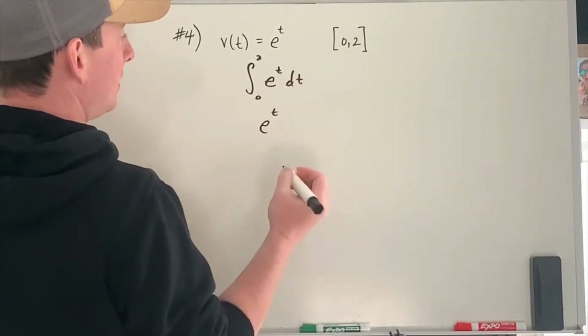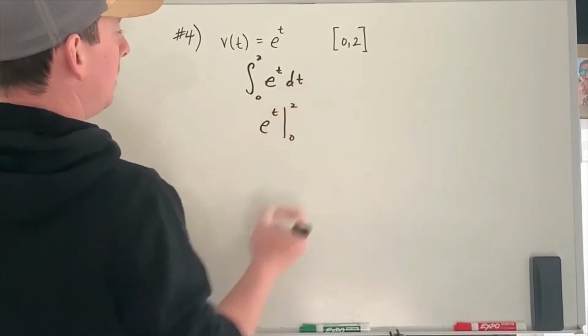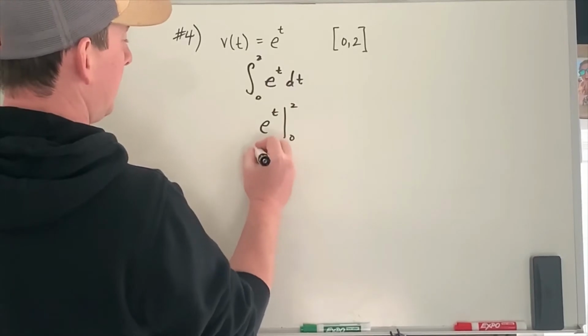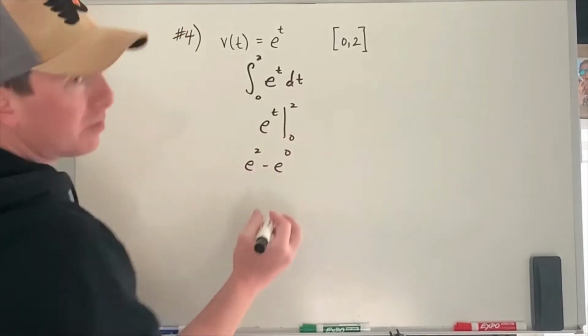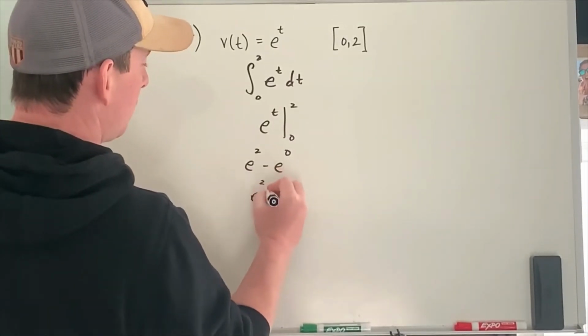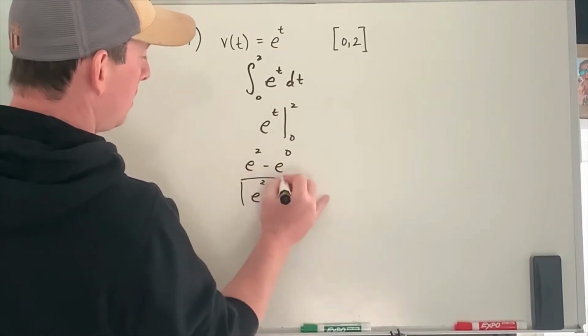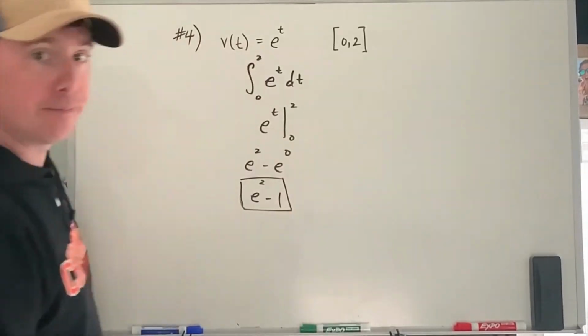Integral of e to the t is e to the t. Integrate from 0 to 2, so we get e squared minus e to the 0th, and be careful that it's not 0, that's e squared minus 1. And there you go.